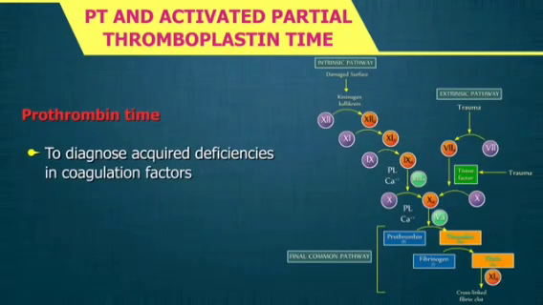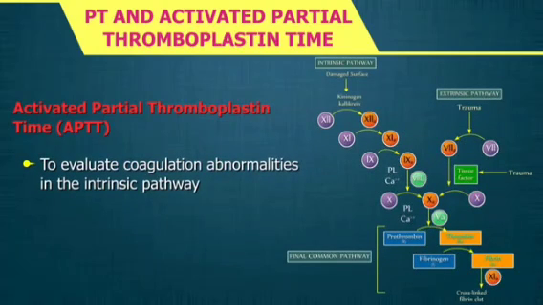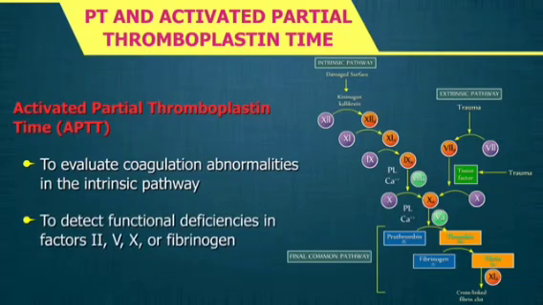It is used to diagnose acquired deficiencies in coagulation factors and also to check the synthesis performance of the liver in hepatic diseases. Activated partial thromboplastin time, that is APTT. This is used to evaluate coagulation abnormalities in the intrinsic pathway and also to detect severe functional deficiencies in factors 2, 5, 10, or fibrinogen.